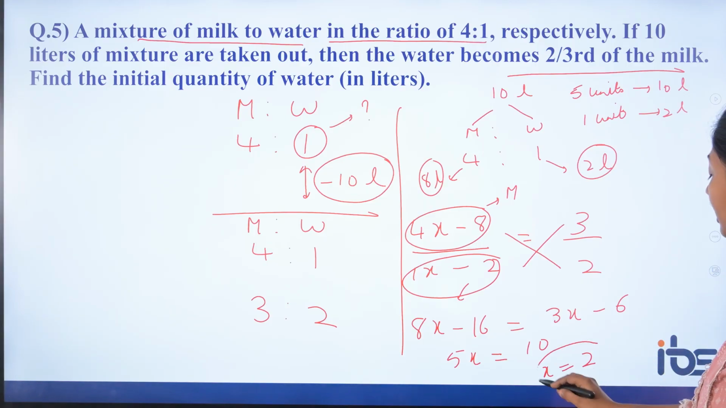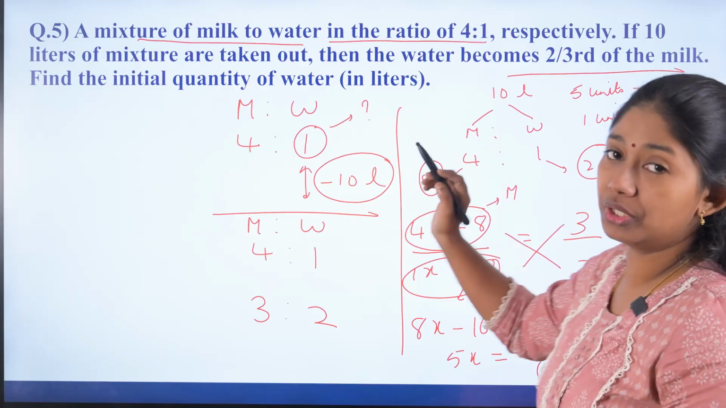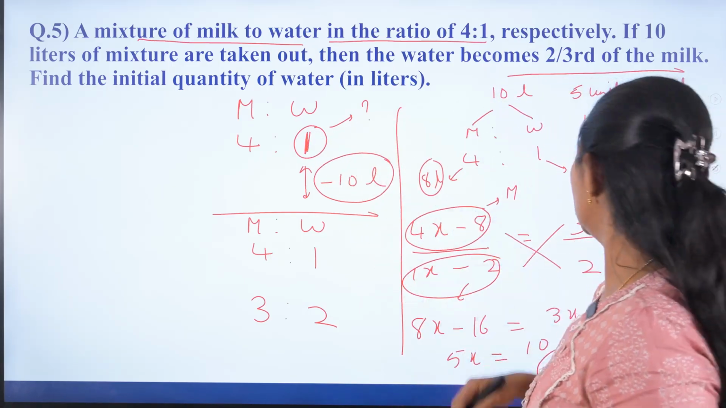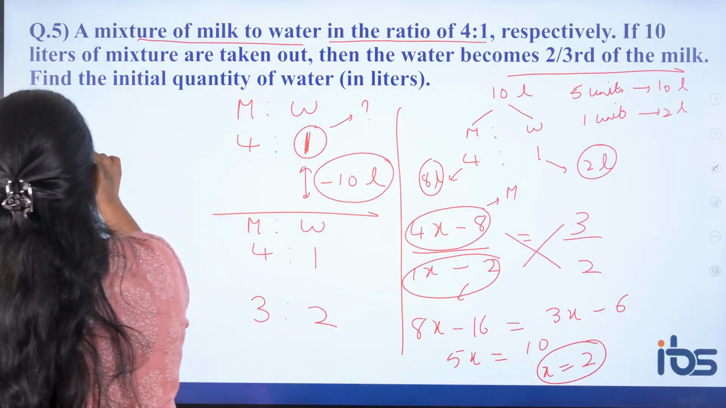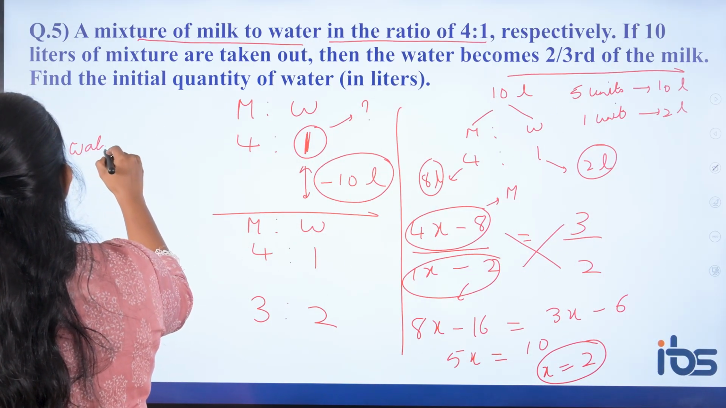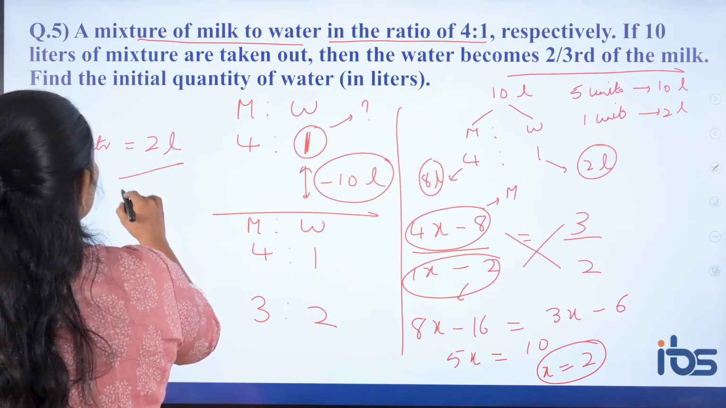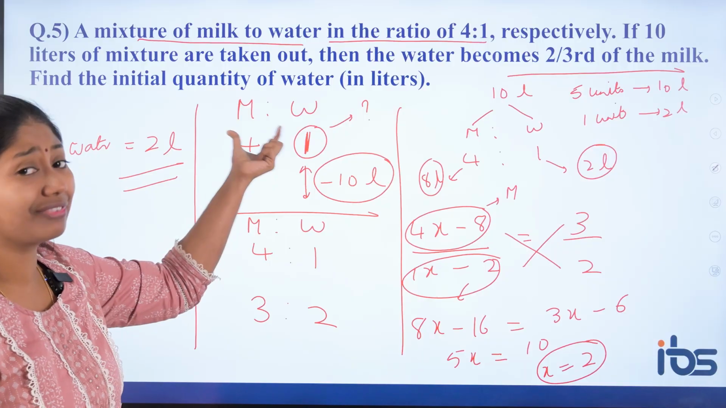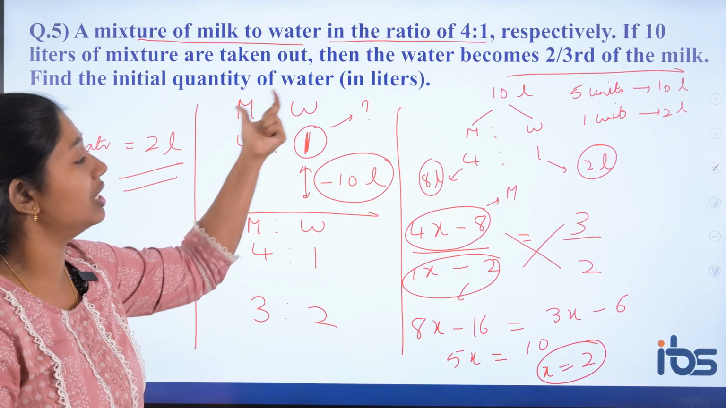X value is 2. X value is 2 means what? 1 unit is x, so 1 into x. So the value of the initial quantity of water is nothing but 2 liters. That is your answer. If you know the x, because I am converting this ratio to a number.